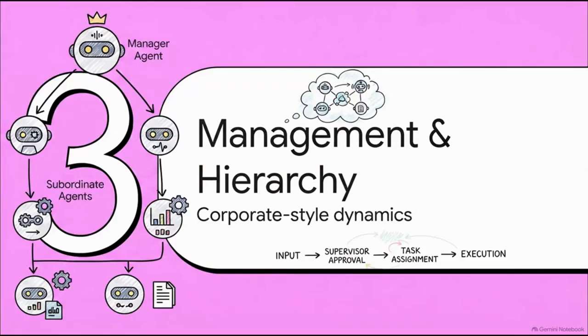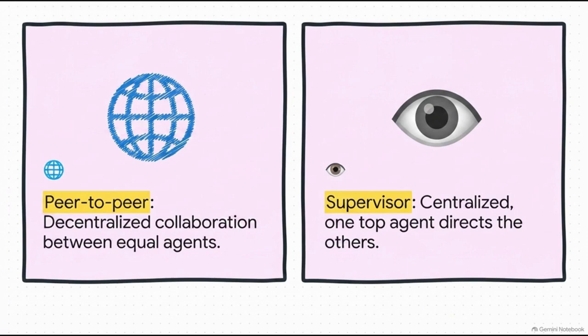Next up, Section 3, management and hierarchy. What's really fascinating here is the instant contrast in power dynamics. On one side, we've got the peer-to-peer architecture, totally decentralized. Think of it as a democratic roundtable where equal agents might literally argue it out, pinging ideas back and forth just to find the best creative solution. But on the flip side, we have the supervisor architecture, highly centralized. This is essentially your strict micromanager who holds all the keys, dictating and managing the workflows of all the agents beneath it. So why choose one over the other? Well, peer-to-peer is fantastic for open-ended brainstorming, while a supervisor agent is absolutely essential when you're dealing with strict compliance tasks where, frankly, the rules simply cannot be broken.